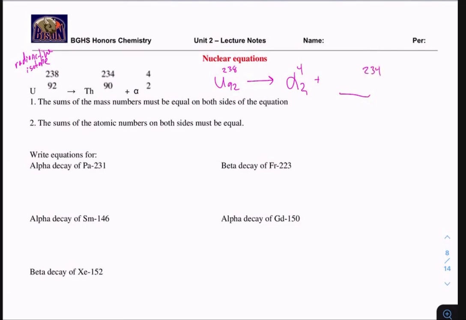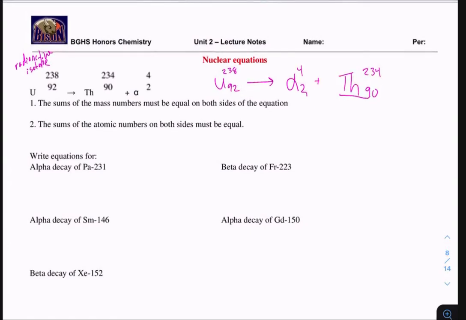Same rule applies for atomic number. If the atomic number is 92 on the left, then the sum of atomic numbers on the right must also be 92, which means this is going to be atomic number 90, which means this is going to be thorium. It's just balance. Your atomic numbers and your masses have to balance. The left side and right side must be balanced.